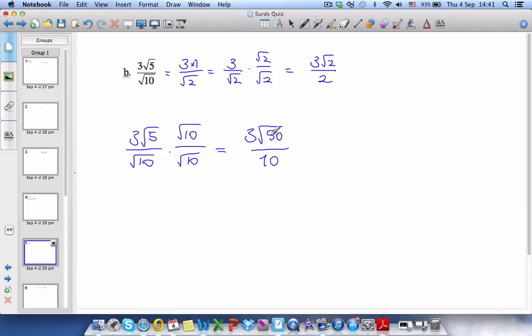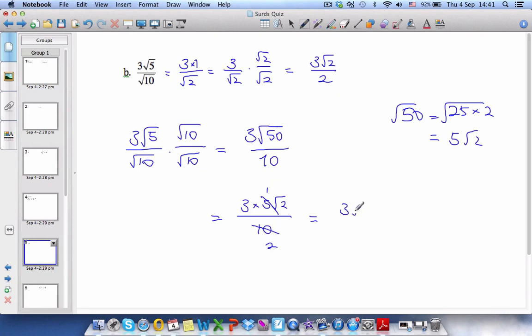So here you see the square root of 50, and 50 is going to be, well, 25 times 2, so square root of 50 is going to be 5 root 2. So if I simplify this, it's 3 times 5 root 2 over 10, and 5 over 10 is 1 over 2, so that goes away, and that's 1, and this is 2, so you get 3 root 2 over 2. So whichever way you choose to do, your answer should be the same. It's 3 square root of 2 over 2.